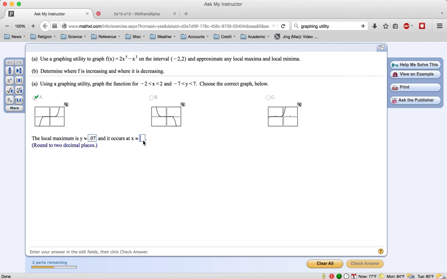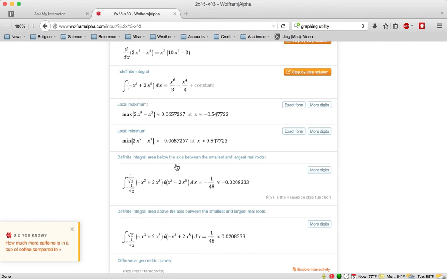Negative 0.55. Officially, your spec sheet puts zeros in front of decimal places, but I never do because it's not important. Make sure I round it correctly. 0.07, negative 0.55. That looks good.